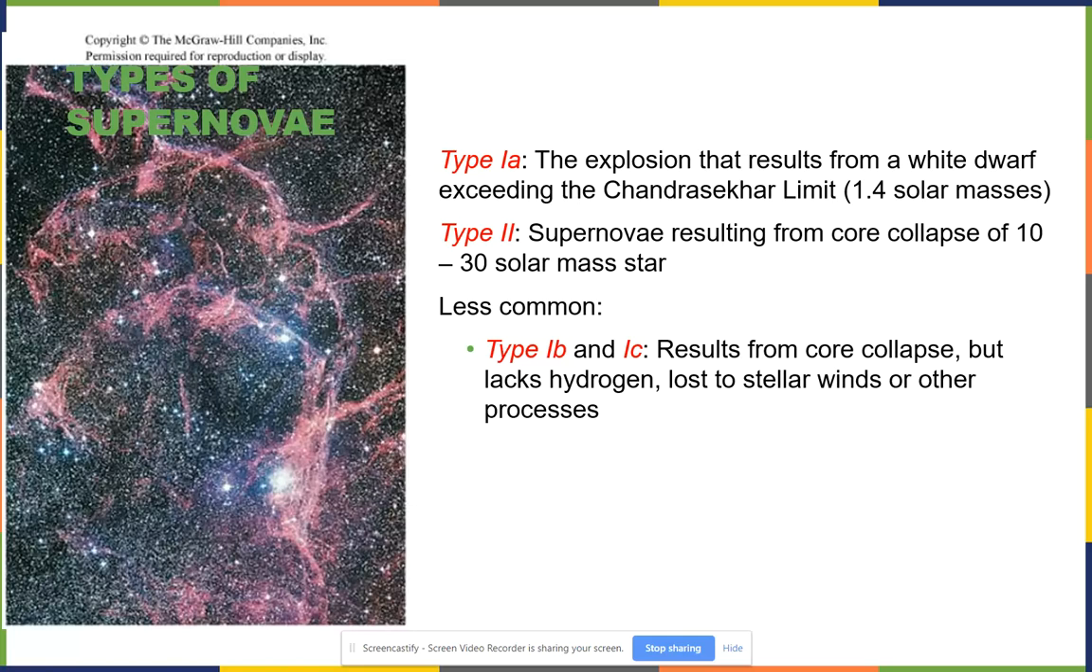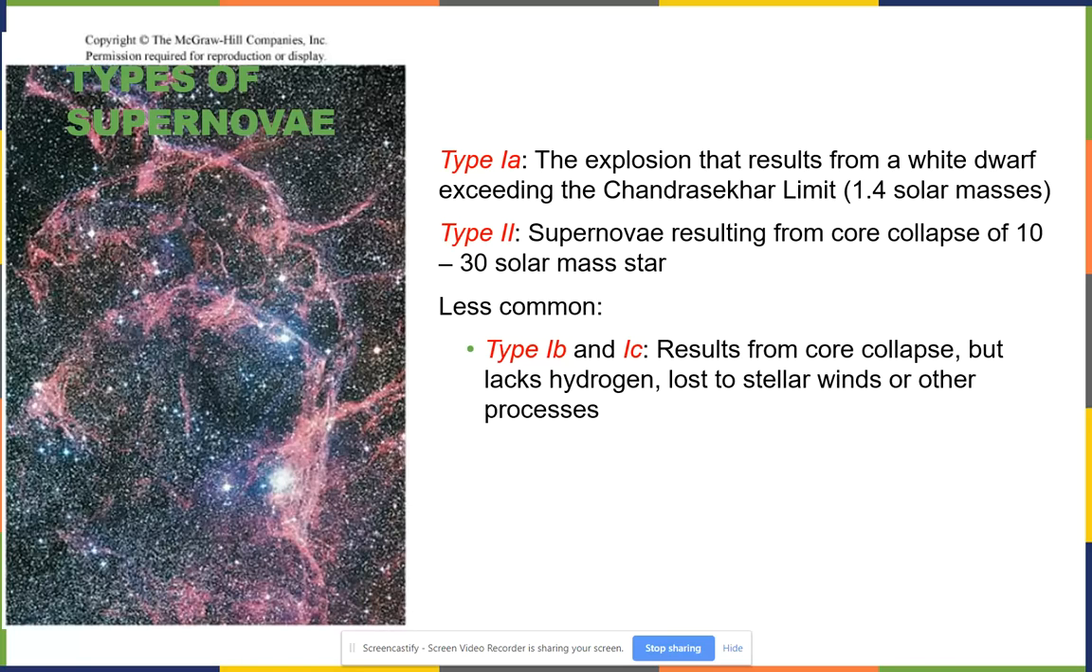And then two lesser types, type 1B and C. They result from core collapse, but they don't have hydrogen lines. Type 1C is mentioned in our textbook in this chapter as a supermassive star that has no hydrogen in the exterior, which seems really bizarre, right? You have to have a special situation to make that occur. And so they're different because of something, and we're not going to go into how that occurs.